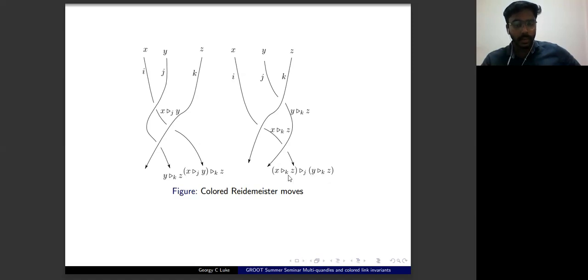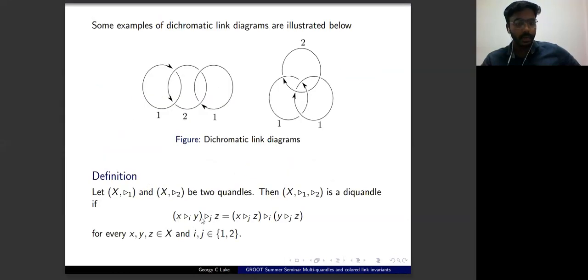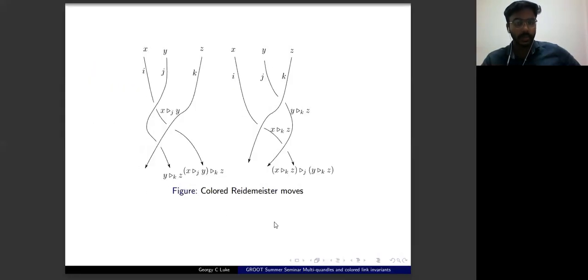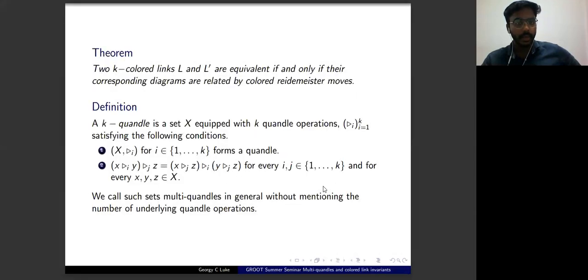So we define the notion of k-quandles so that these two are the same. In the case of dichromatic rings, actually these two things were the same. Let's see here. Here we have x del I y del j z is x del j z del I y del j z. So my aim was to construct a theory such that it satisfies this.